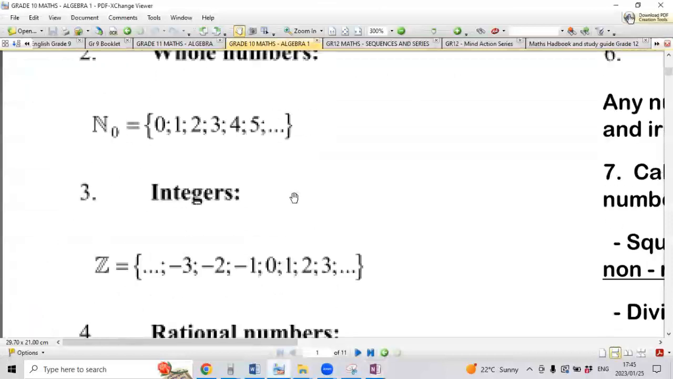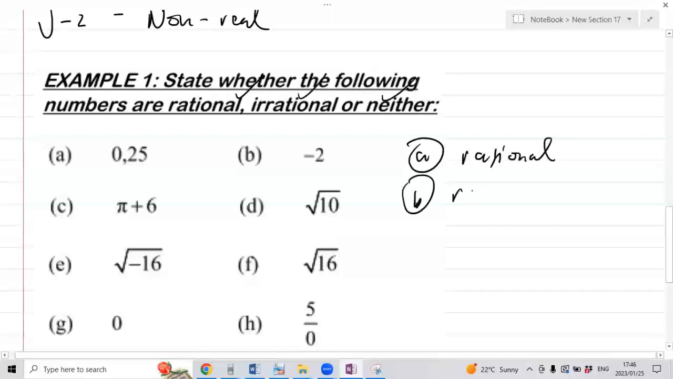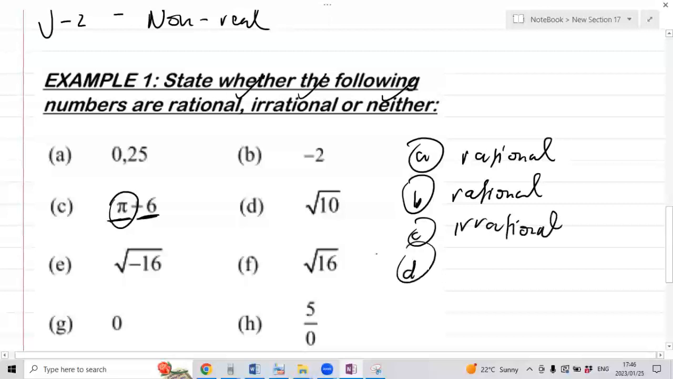Right, so back to our module. Question A, 0.25. They only want us to say whether it's rational, irrational, or neither. So the first one will be rational, that's A. B will also be rational. C, because you've got an irrational plus a rational number, pi, remember, is irrational. So therefore, that will be irrational. D, the square root of 10, that is a surd. Therefore, that's also going to be irrational.